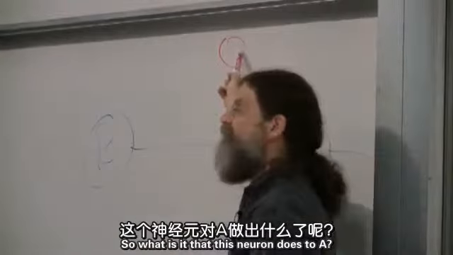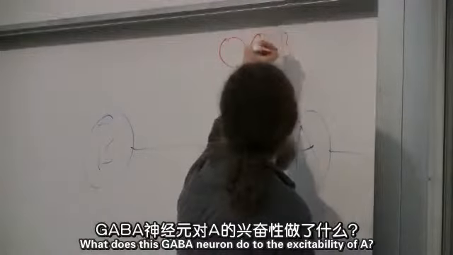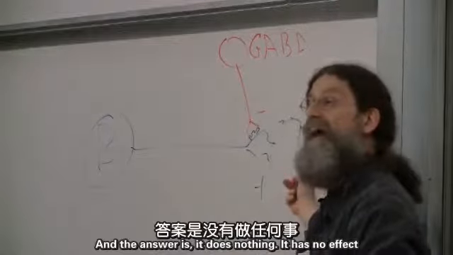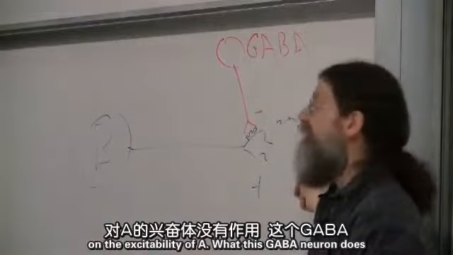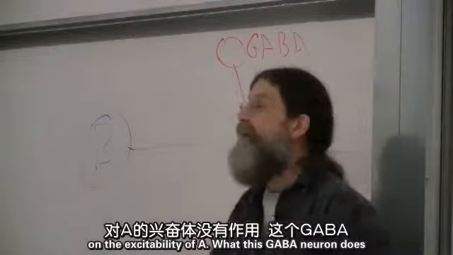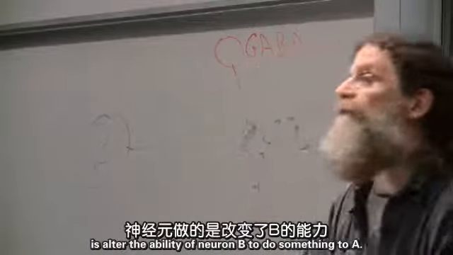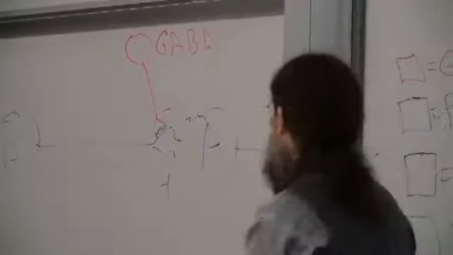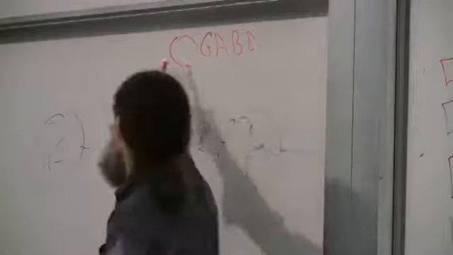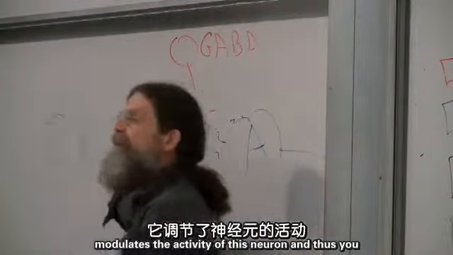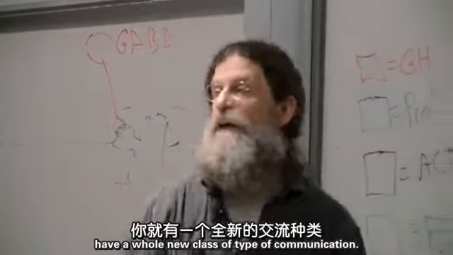So what is it that this neuron does to A? What does this GABA neuron do to the excitability of A? And the answer is, it does nothing. It has no effect on the excitability of A. What this GABA neuron does is alter the ability of neuron B to do something to A. There is no direct effect here. What it does is modulate the activity of this neuron. And thus you have a whole new type of communication.